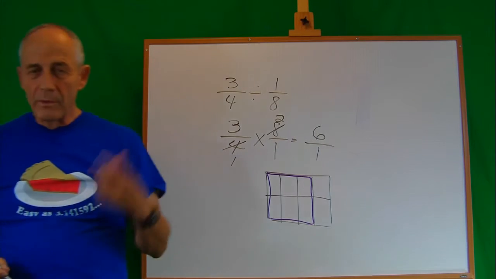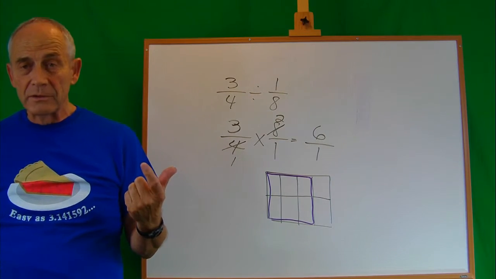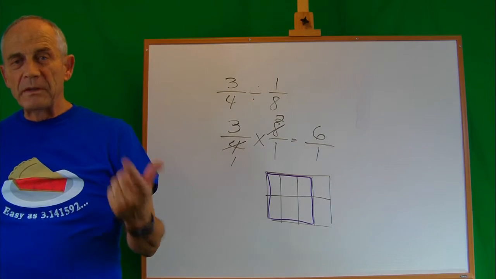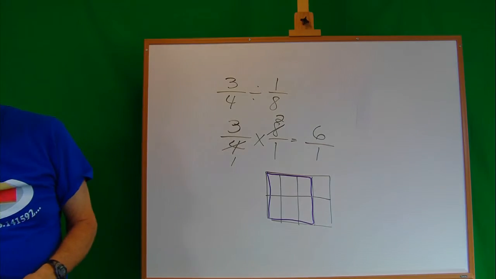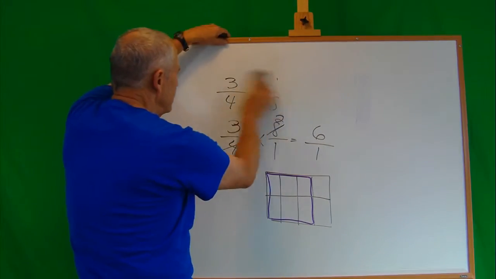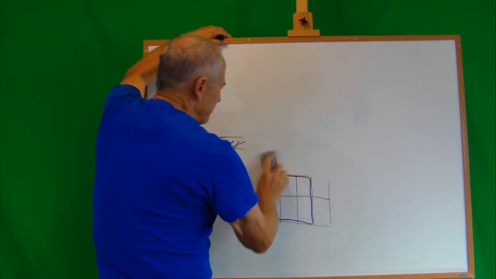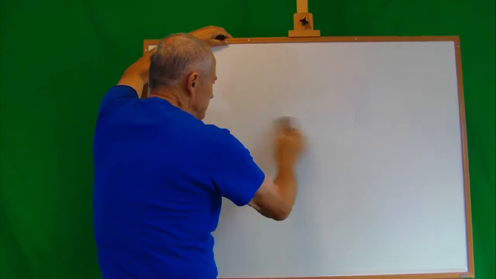So, it works. We don't divide by fractions. We flip and times, dude. We multiply by the inverse. So, let's just try a couple of these to see. Make sure we're clear on it. We know how to do it.